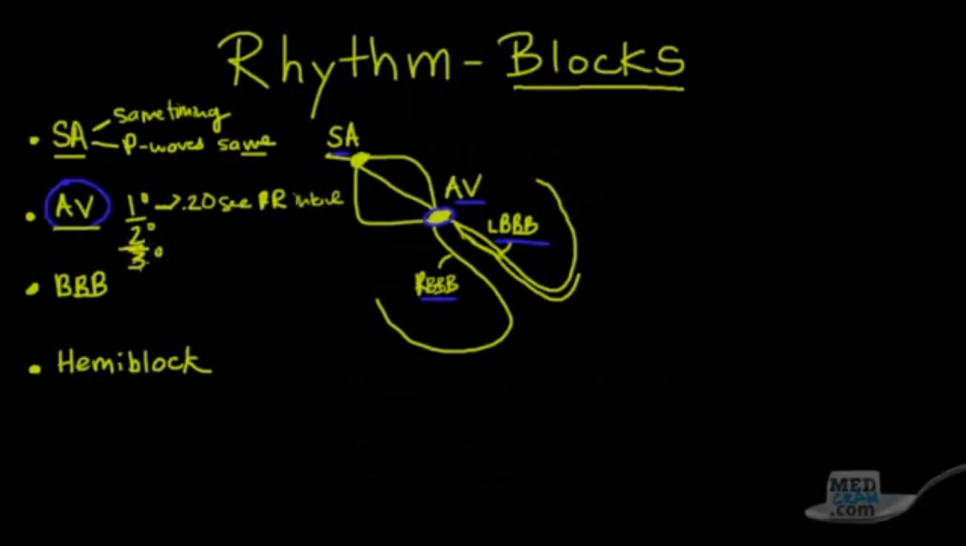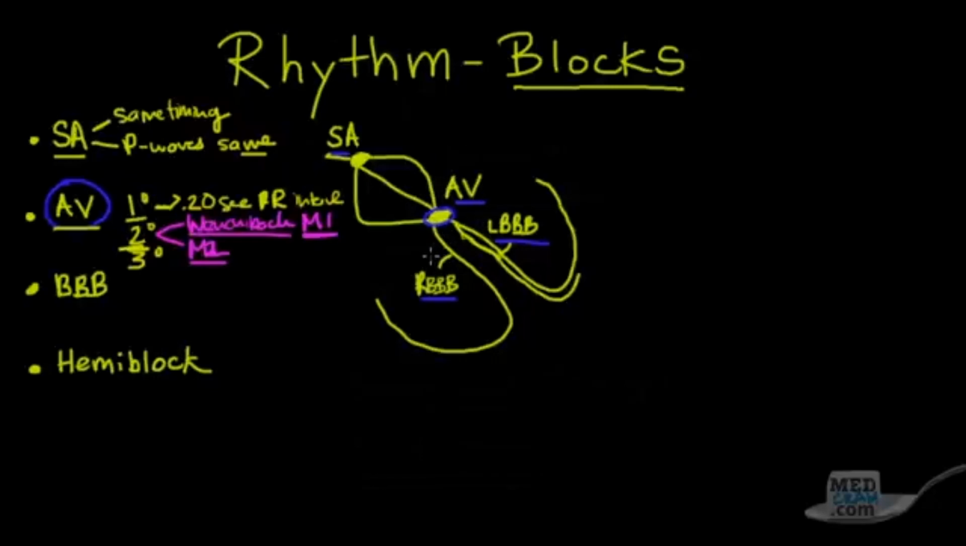A second degree AV block has 2 types, and this is where it gets a little confusing, because there are 2 names for the second degree AV block. One of them is known as a Wenckebach, otherwise known as a Mobitz type 1. Or there's a Mobitz type 2. So a Mobitz type 1, a Mobitz type 2. A Mobitz type 1 is also known as a Wenckebach. So just be aware of that confusion.